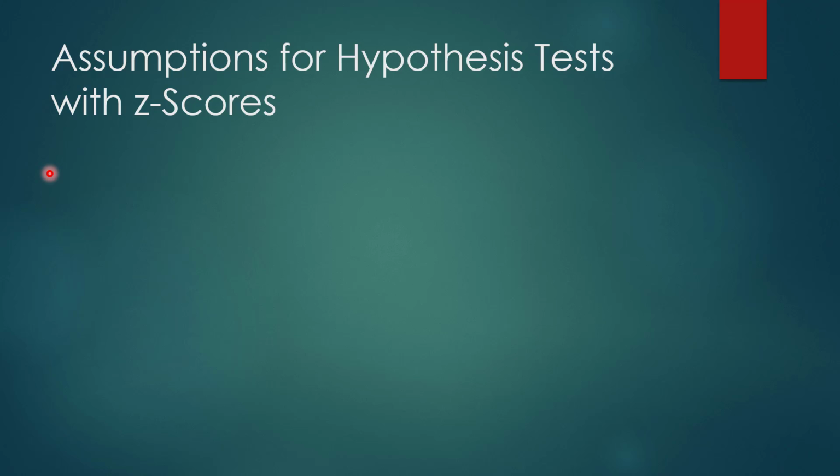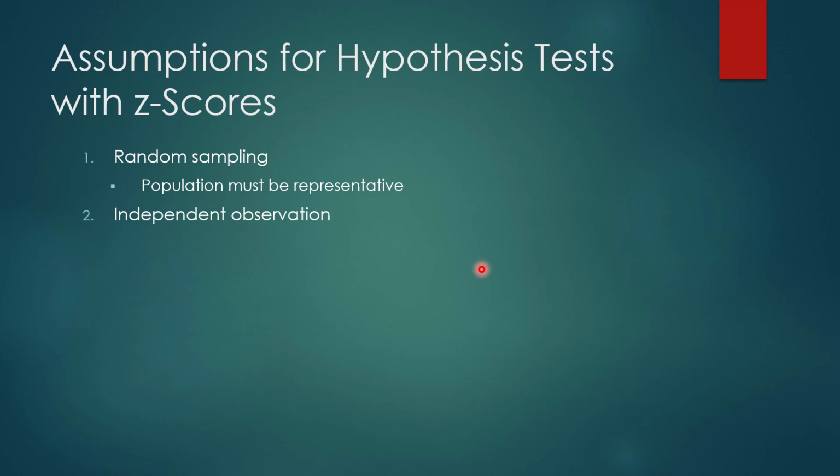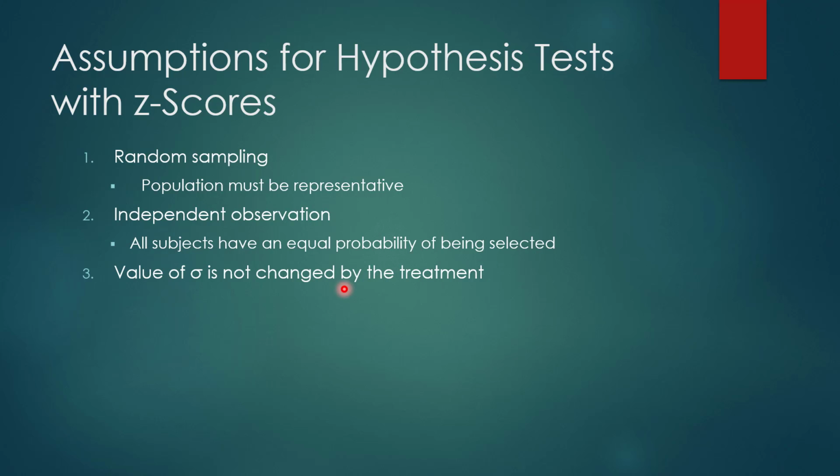Now we're going to talk about the assumptions we make for hypothesis tests with z-scores. Anytime you do a statistical test, there are assumptions being made, and if those assumptions aren't true, then the statistical test is not accurate. The first one is random sampling. The idea is that random sampling was used, and that makes the sample representative of the population. The second is the idea of independent observation, which is that all subjects have an equal probability of being selected.